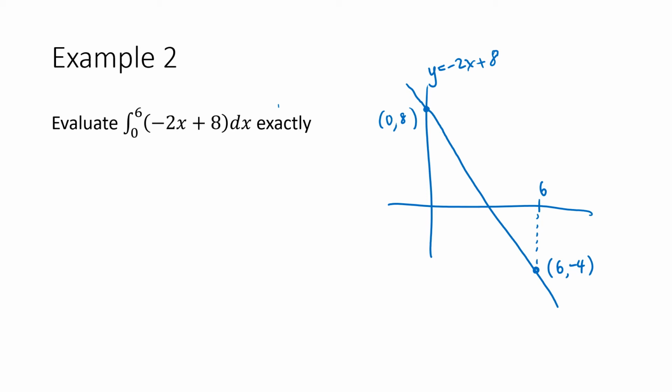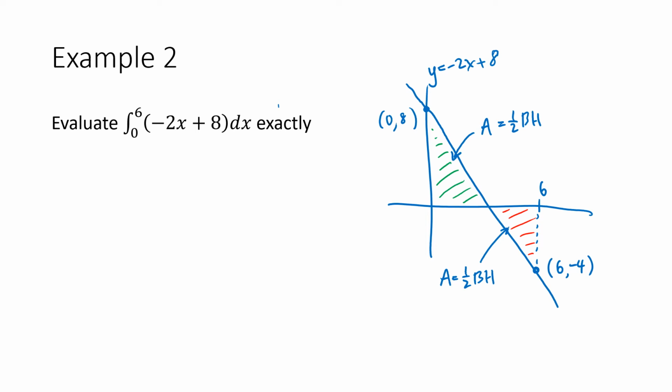So what we're seeing here is that our graph, our area that we're talking about, has two pieces. As we've seen in the previous example, we've got a positive piece and we've got a negative piece. But those pieces are both triangles. And so we can figure out the areas of those triangles just using the formula for the area of a triangle, namely 1/2 base times height.